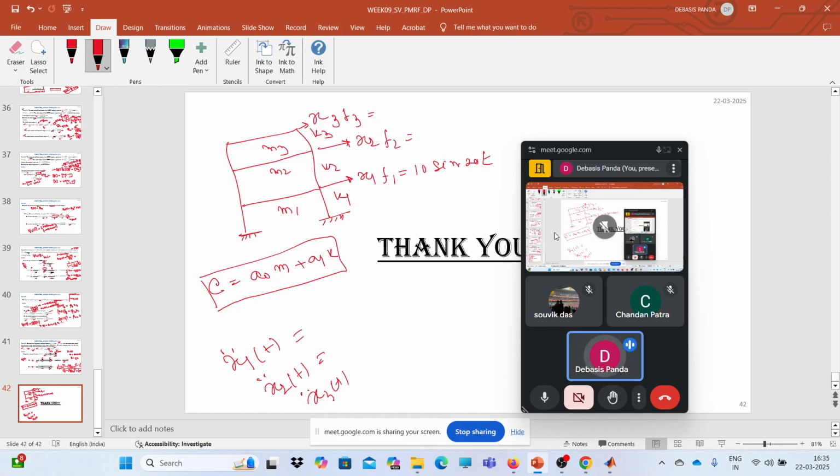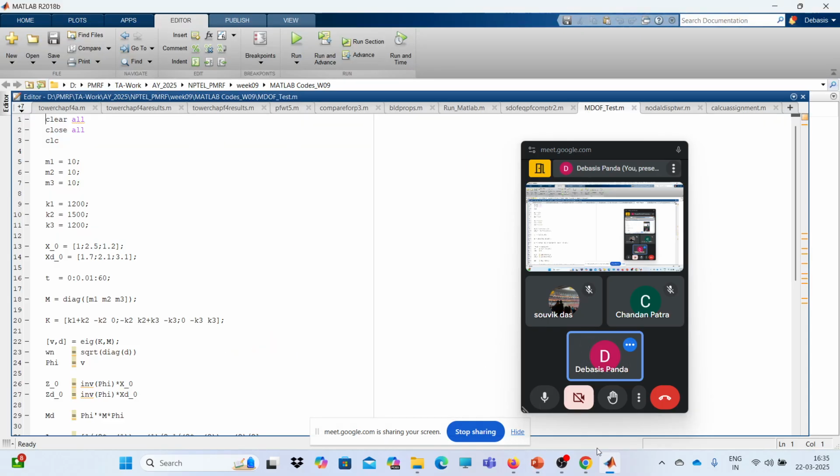So first we need to define the properties. So let's say we have mass 10 kg, 10 kg, 10 kg, and stiffness. Let's say for the first case, I have provided stiffness K1 1200 Newton per meter, K2 1500 and K3 1200, right?